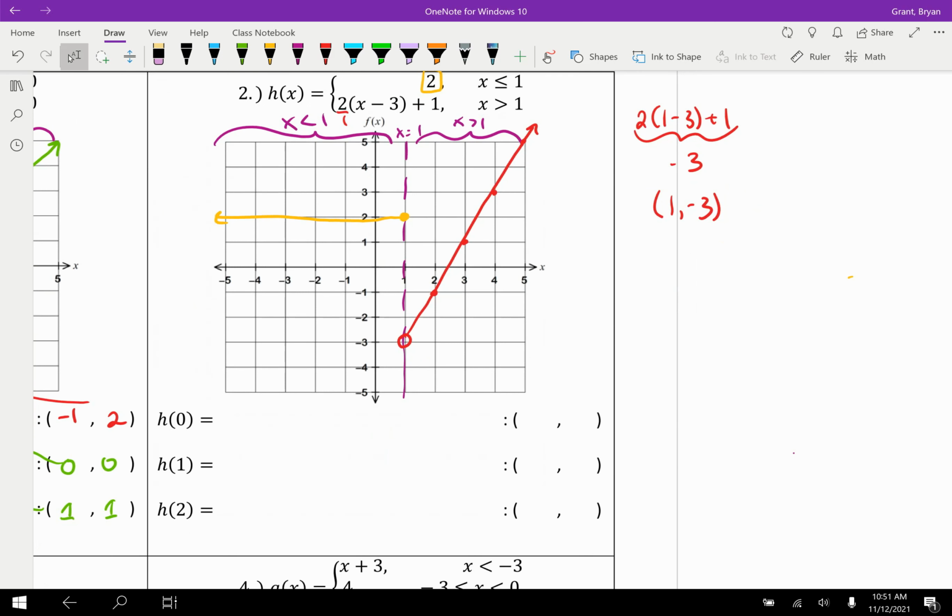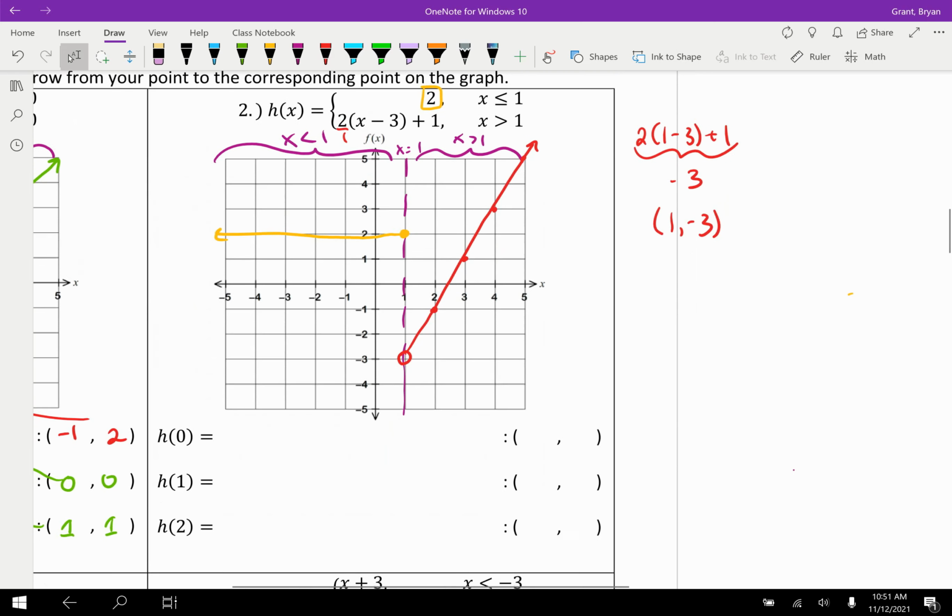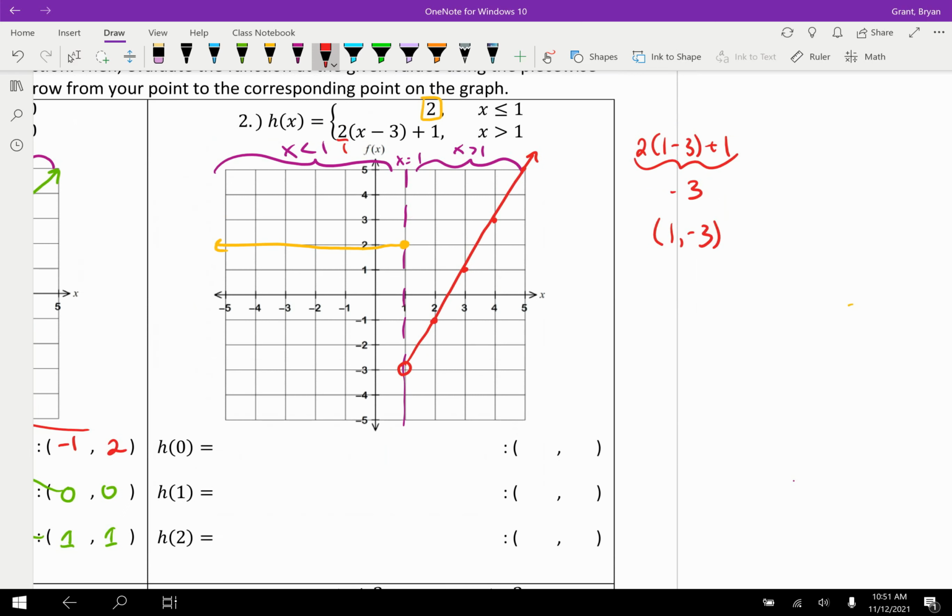Then we need to practice using our piecewise function, so they want us to find h of 0. We need to ask ourselves, is 0 greater than 1? No, so we're not using that equation. Is 0 less than 1? Yeah, so we just use the top equation. This top equation says when you do h of any number, the answer is always 2. So that's easy. H of 0 is 2. And notice the point 0 comma 2 is this guy right here. It is on our line.